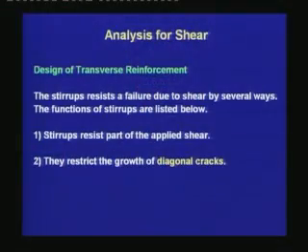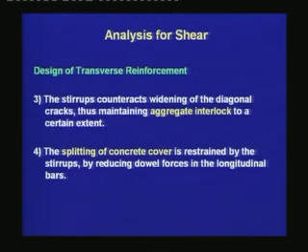The stirrup resists a failure due to shear in several ways. The functions of stirrups are listed below. First, stirrups resist part of the applied shear, which is denoted as Vs. Second, they restrict the growth of diagonal cracks. Third, the stirrups counteract widening of the diagonal cracks, thus maintaining aggregate interlock to a certain extent. Fourth, the splitting of concrete cover is restrained by the stirrups by reducing dowel forces in the longitudinal bars.